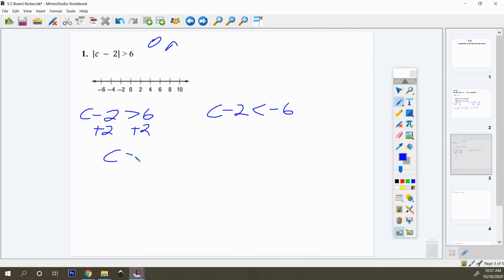I get C is greater than 8. Solve this one, since it's minus 2, we would plus 2. C, that cancels out, less than, negative 6 plus 2 is negative 4. And we already decided this was an or, so I put an or in there.